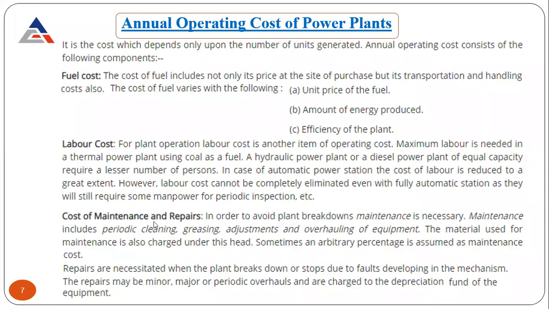The next one is the cost of maintenance and repairs. In order to avoid plant breakdowns, maintenance is necessary. Sometimes the maintenance or repairs may come by chance also, or due to some fault in any machinery, the maintenance is required, repair is required. Apart from the regular maintenance or the monthly investigations, some on the spot maintenance or repair is required if there is some fault in any type of machinery. So maintenance includes the periodic cleaning, greasing, adjustments, and overhauling of the equipment.